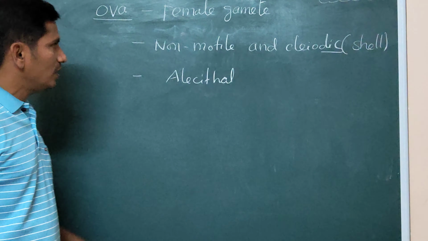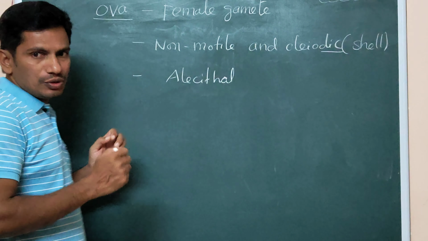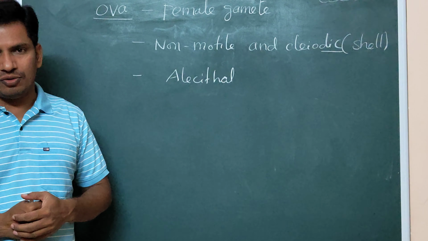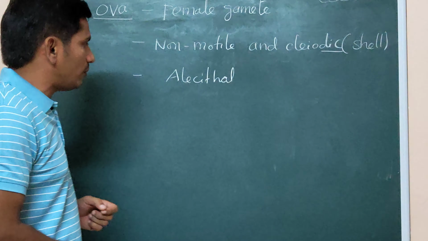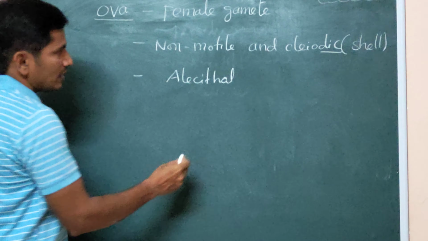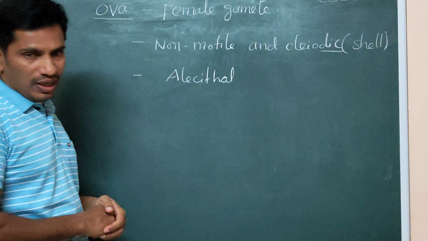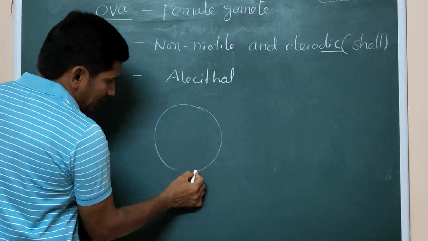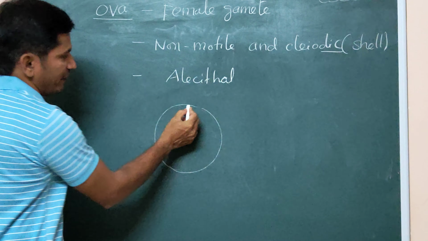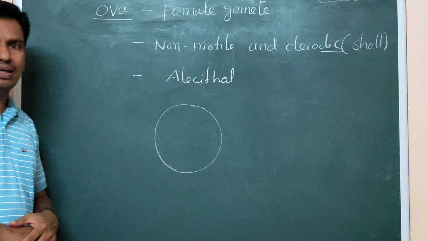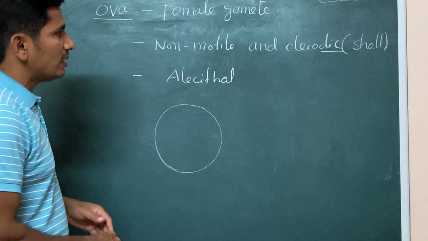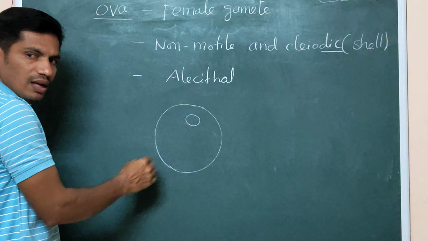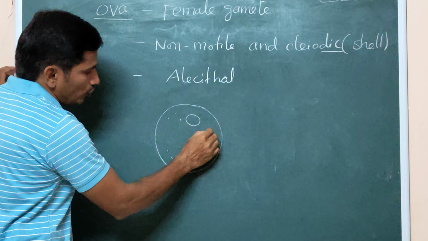So in the process of oogenesis, the ova, or the secondary oocyte, is produced. During ovulation, the secondary oocyte, or the ova, is round in shape. Here is the ova, having the nucleus here, and this is the ooplasm.